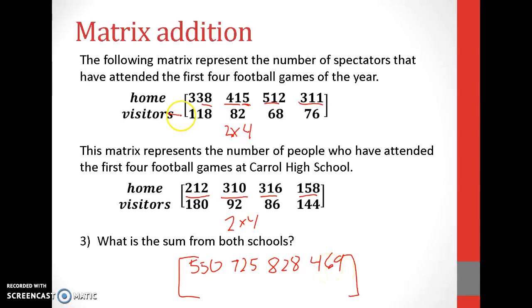Then the second row: I am now at 118 plus 180, which is going to be 298. 82 plus 92 is 174. 68 plus 86 is 154. And 76 plus 144 is 220. So that's what matrix addition and matrix subtraction look like. We'll work more on this in class tomorrow.